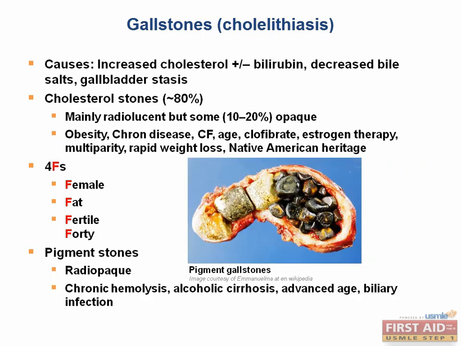Pigment stones are less common, and they're radiopaque. These are found in patients with chronic hemolysis, alcoholic cirrhosis, and biliary infection. Advanced age is also a risk factor for both types of stones. The diagnosis of each is generally by ultrasound, but you can also use radionuclide scans, and treatment is with cholecystectomy.